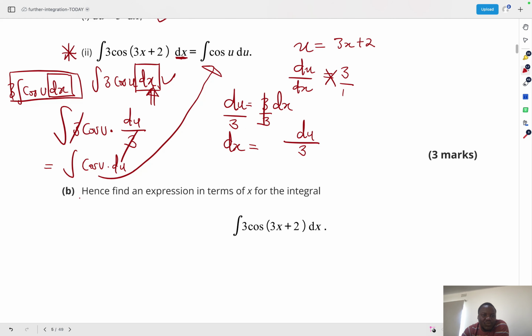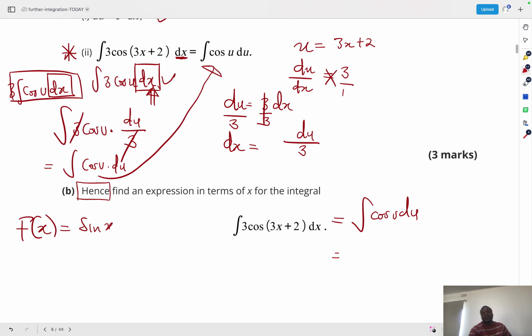Then they are saying hence find. Hence means with what you've done, can you now find the integral of this? Remember, we've already shown in terms of u that this is the integral of cos u du. So what we just need to know now is the integral of cos u. If you've got f of x equals sin x, then f prime of x is equal to cos x.